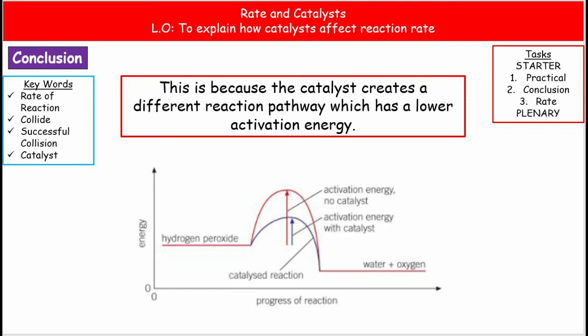So if they ask you why adding a catalyst, or to explain why adding a catalyst will change the rate of reaction, it's because it provides a different reaction pathway with a lower activation energy. So I'd suggest you get that sentence written down and copy that little diagram with the labels. So I'll just leave that up there for another minute because I expect some of you already started on that.